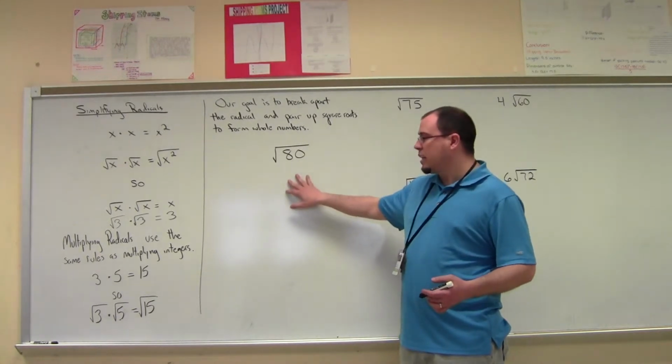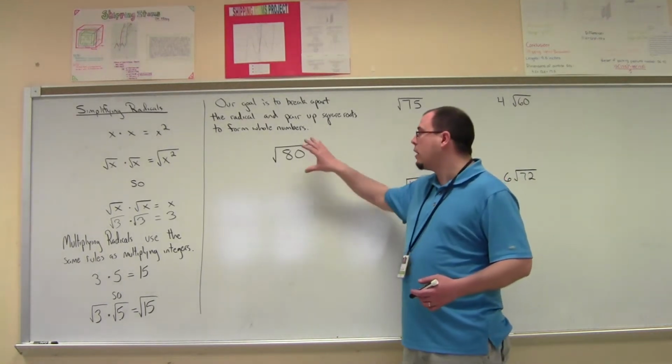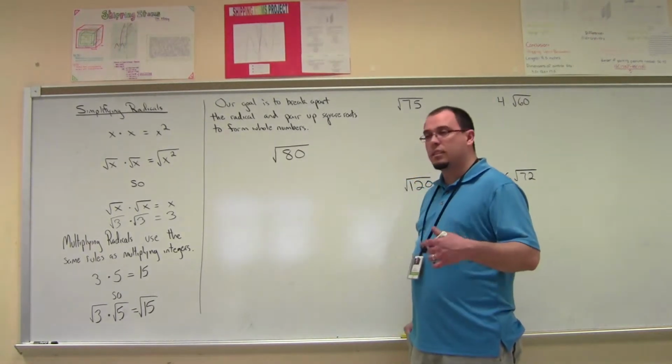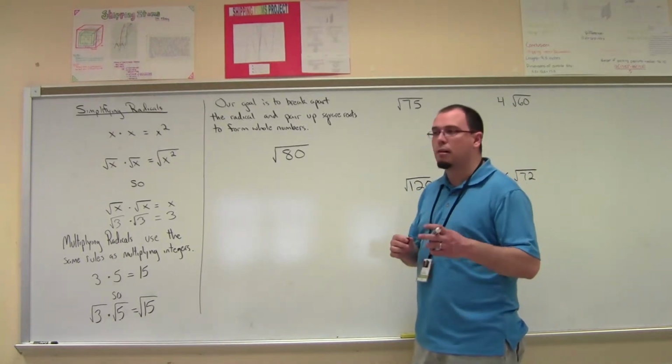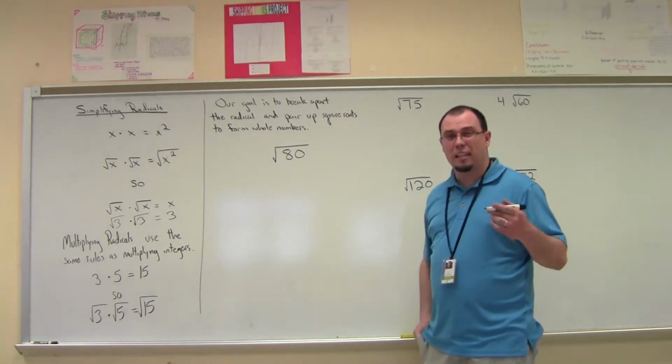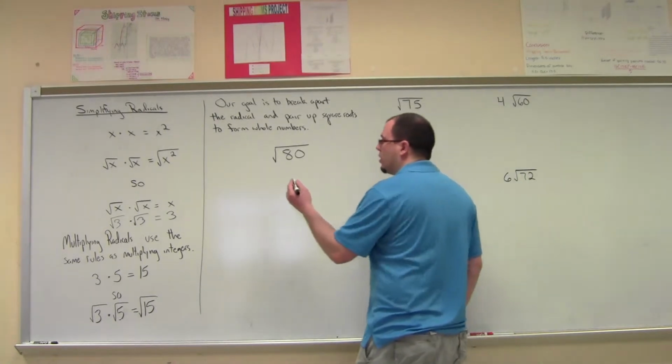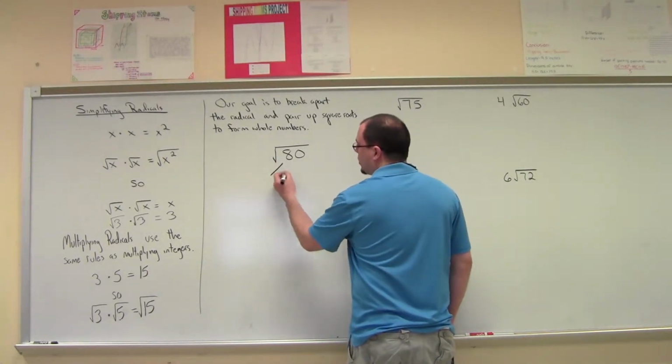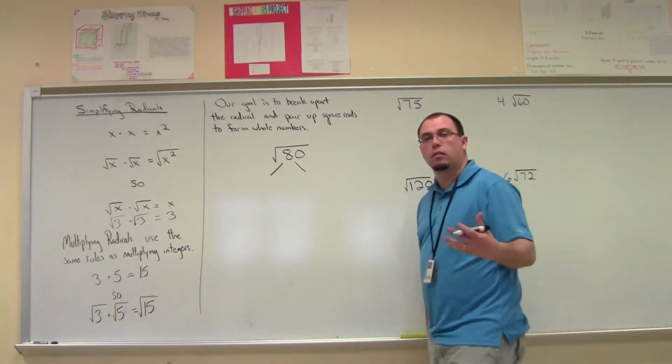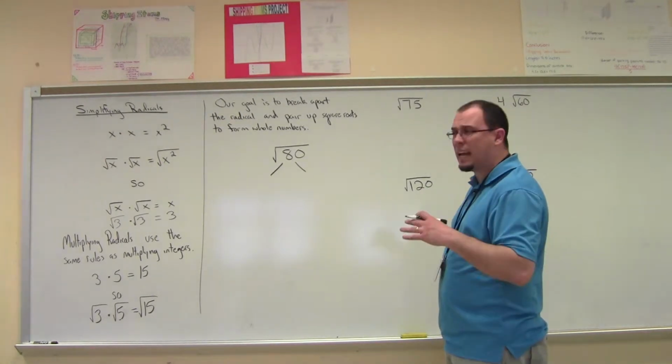What we're going to do is essentially division. We're going to break apart a radical so that we can simplify it as best we can. So here's the process. What you're going to do is you're going to make a tree of all the factors of 80. So we're just going to ask ourselves, what two numbers multiply to equal 80? And you could pick any two numbers.